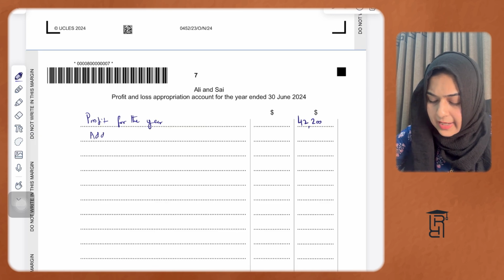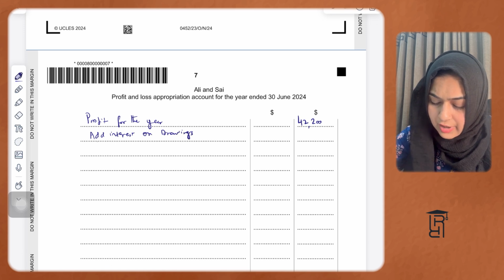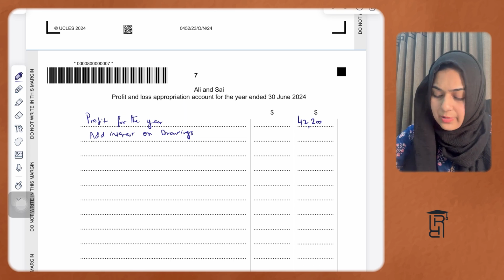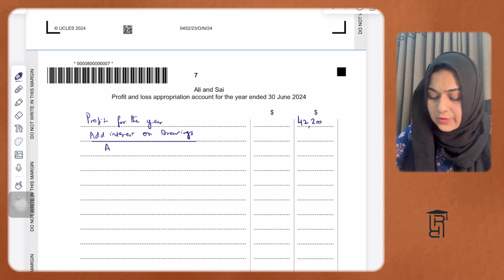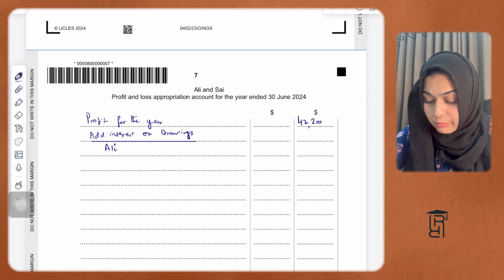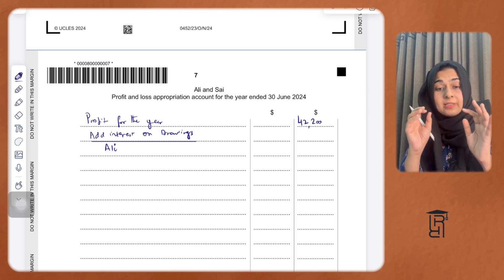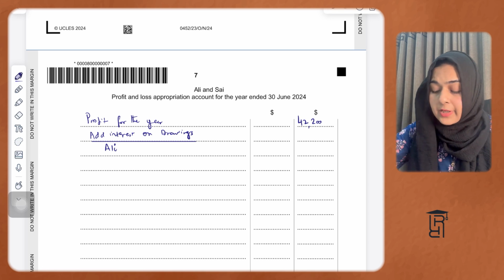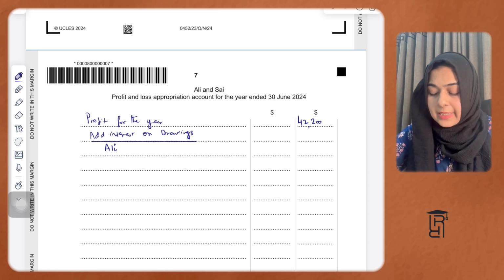Then I will write here add interest on drawings. Interest on drawings is charged to the partners because they are withdrawing money from the business. So we basically add this to our profit and increase our profit with interest on drawings. So for Ali, I will write here Ali, and you are supposed to write the full names of the partners. Don't write the initials of the partners, just write the full name of the partner. In this case, the partner is Ali.